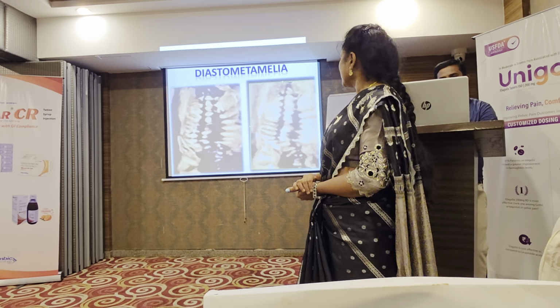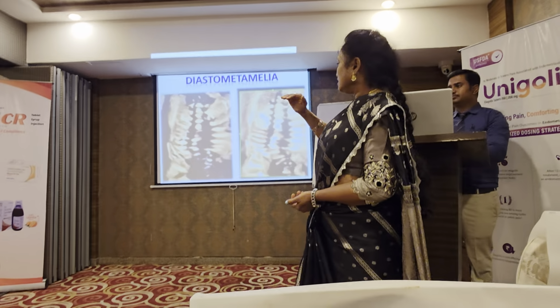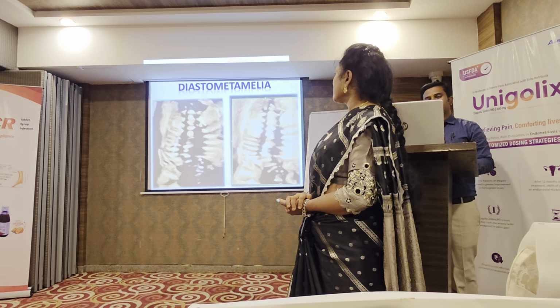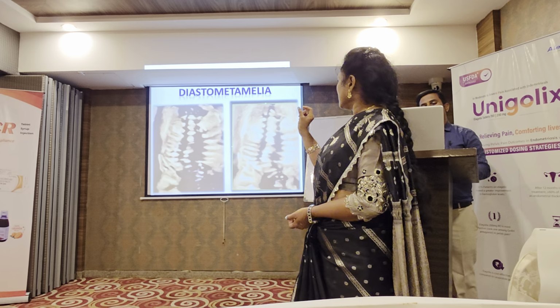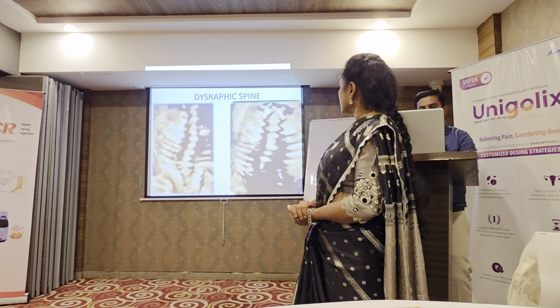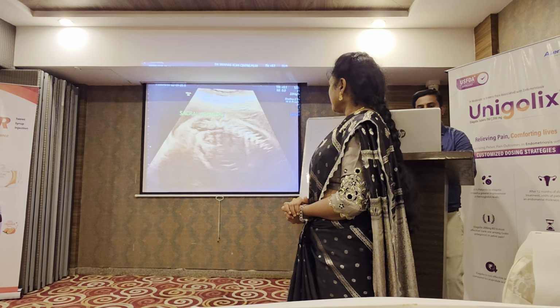Next one. So this one, diastematomyelia. In this we go through each and every section of the transverse cut section, to actually see the number, the displacement and all that. Next one. So this is one more dysraphic spine. Next one. These are different types.